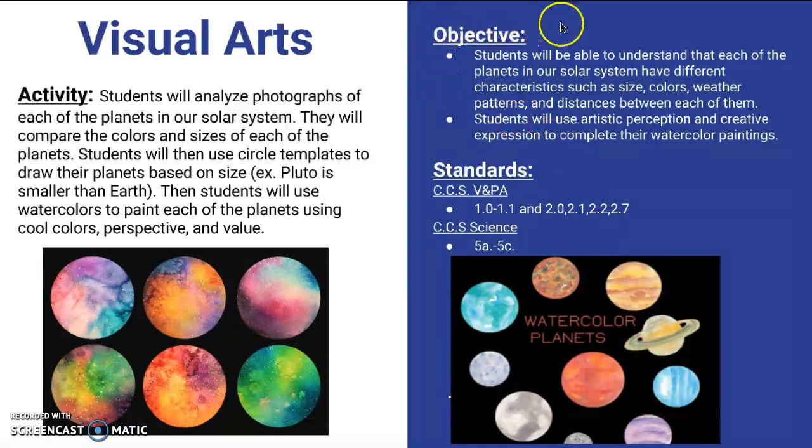This is my objective for the lesson. At the end of this lesson, the students will be able to understand that each of the planets in our solar system have different characteristics and patterns. And lastly, the students will use their artistic perception and creative expression to complete their paintings. And the standards are listed right here for visual and performing arts for grade 5. This also meets the science standards as well.